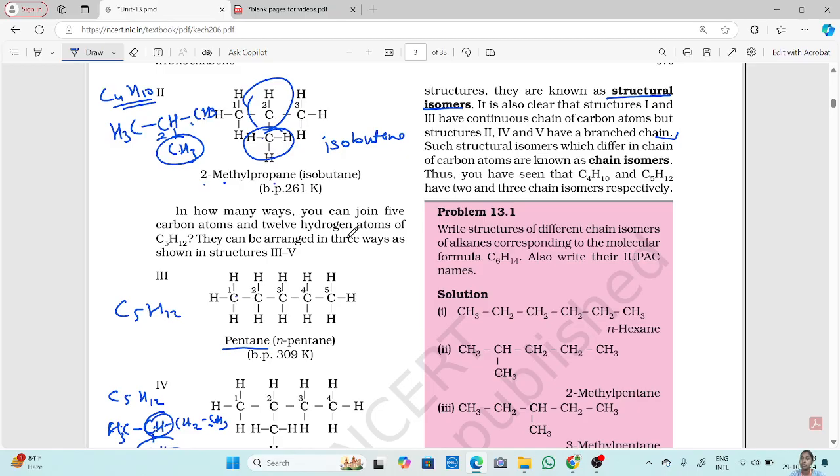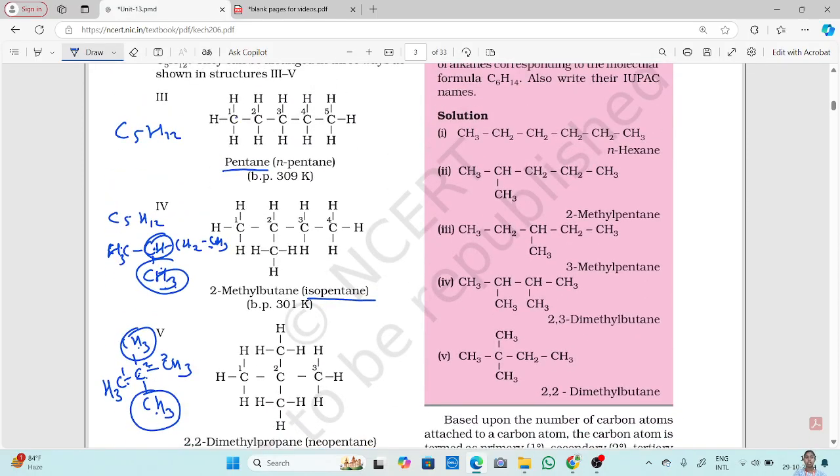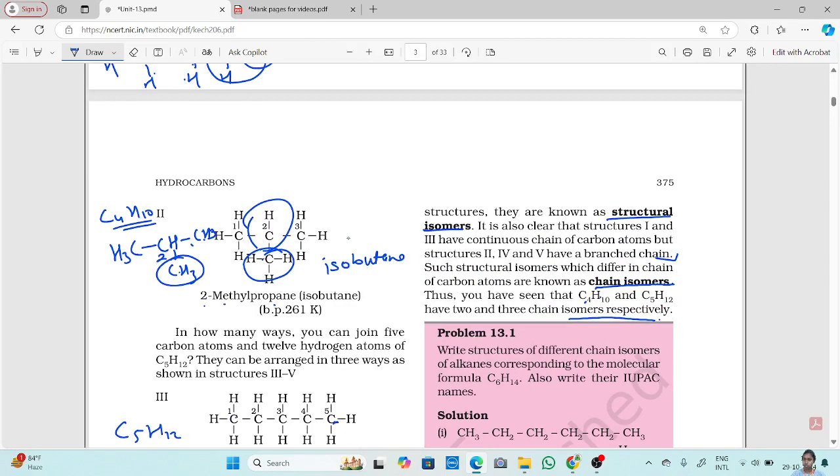Structural isomers which differ in the chain of carbon atoms are known as chain isomers. Thus, you have seen that C4H10 and C5H12 have 2 and 3 chain isomers respectively. So what are chain isomers? This is your pentane, 1 2 3 4 5, a 5 carbon chain; 1 2 3 4, a 4 carbon chain, but still this is pentane; 1 2 3, a 3 carbon chain, but still this is a formula for pentane. So these are called chain isomers.